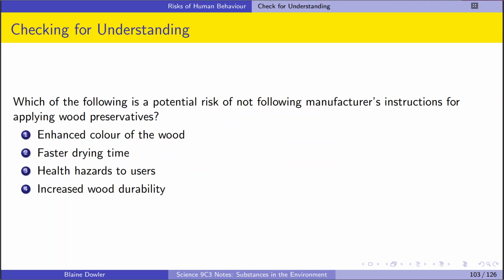Which of the following is a potential risk of not following manufacturer's instructions for applying wood preservatives? Would it be enhanced color of the wood, faster drying time, health hazards to users, or increased wood durability? Pause now if you need more time. Health hazards to users would be the potential risks.